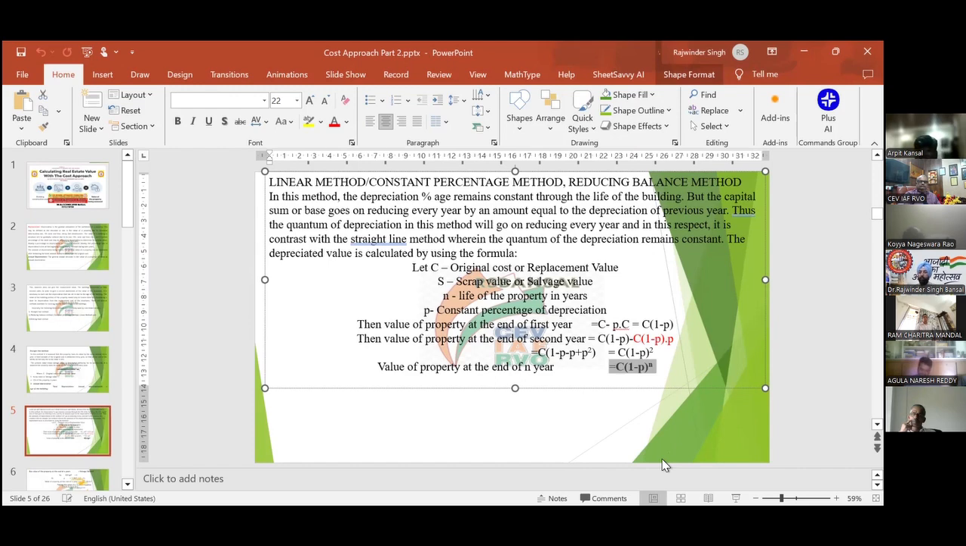Clear? Any doubt about this formula? Sir, here is one addition. The calculation of P is equal to 1 minus (S upon C) raised to 1 by n. It will come, don't worry. We have only just started. Everything will be clear to you. The main aim is to make things clear to you. Once you understand the basics of how this comes, then there is no problem, and you will never forget it.